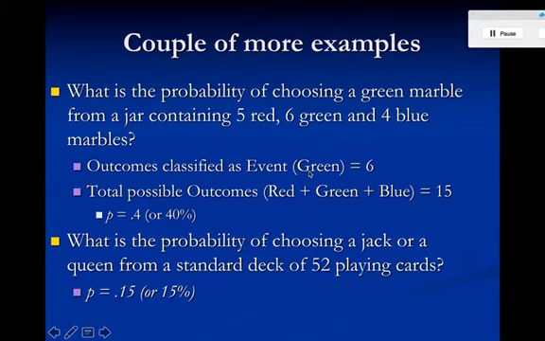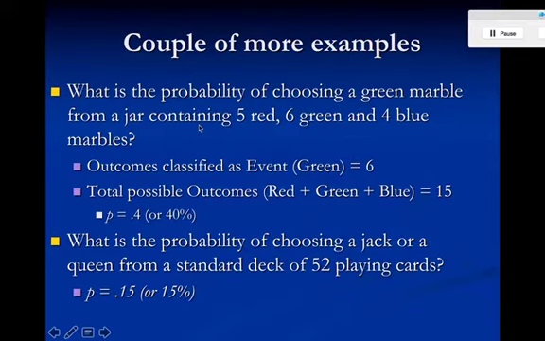So here, when I look at the total number of possible marbles that exist inside of that jar, I'm going to add up all of the marbles that I have. So I have 5 red, 6 green, which is going to be 11, and 4 blue, which is going to give me 15 total marbles. Okay, those are 15 total possible outcomes that I could potentially select from that jar.